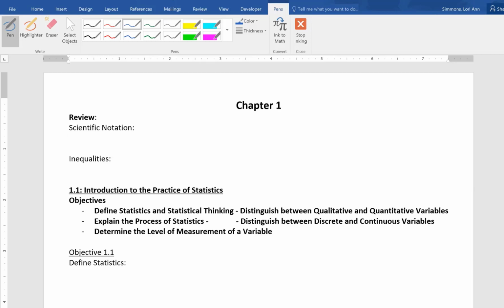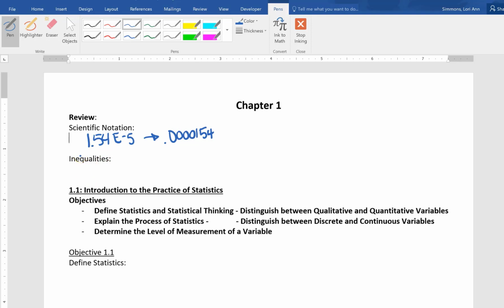Chapter 1. First, we're going to review some keywords. Scientific notation. So if on your calculator you see something like 1.54 e to the negative 5, that means 0.0000154. So basically, if it's a negative, you move to the left that many decimal spots. So 1, 2, 3, 4, 5. This can also be a positive. It would move to the right that many spots.